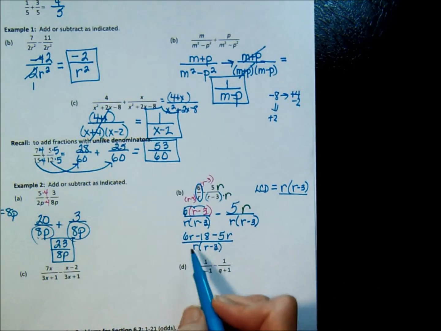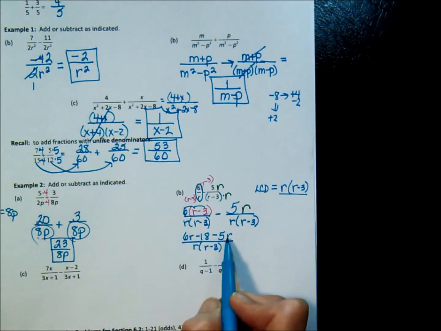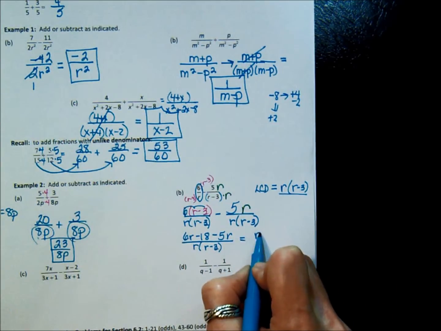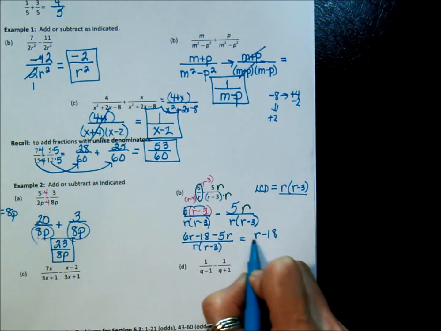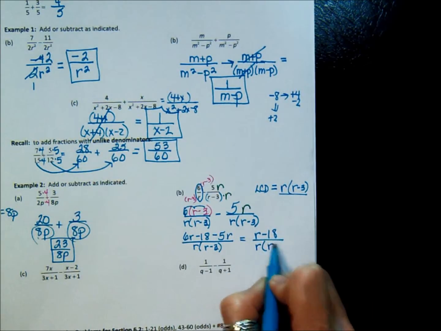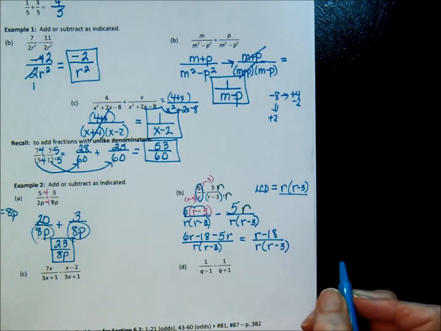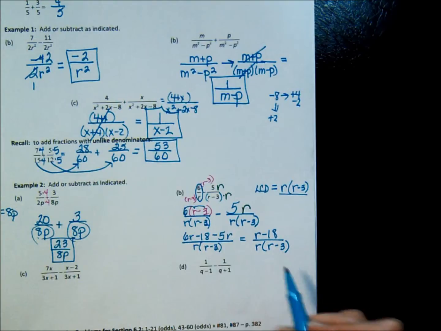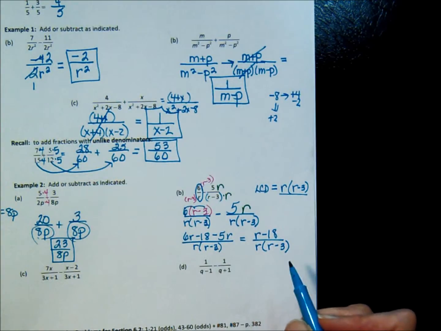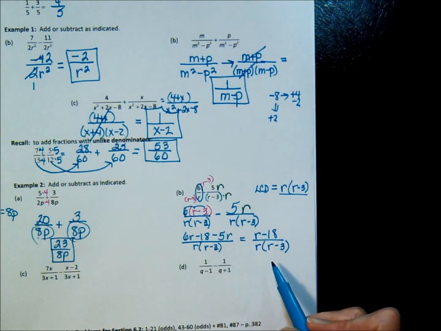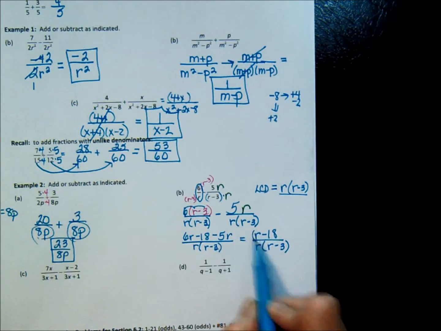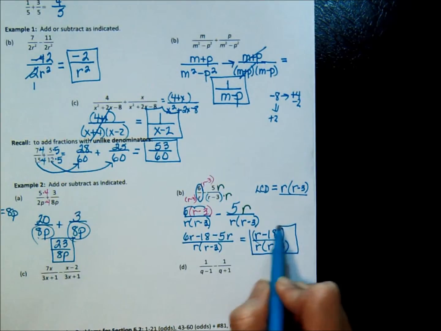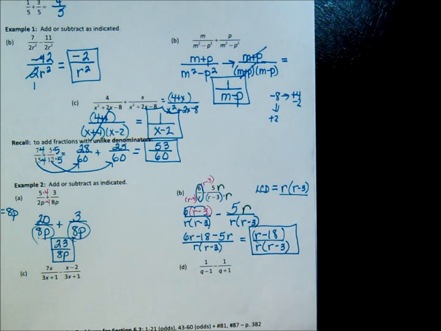Now I can clean this up a little bit by combining like terms. 6r minus 5r is r, minus 18, over r times r minus 3. Don't distribute that denominator. You want to leave everything as factored as possible, in factored form, to make sure that nothing cross cancels. These r's will not cross cancel, remember, because that's a unit. So that is what you get as your final answer, simplified.